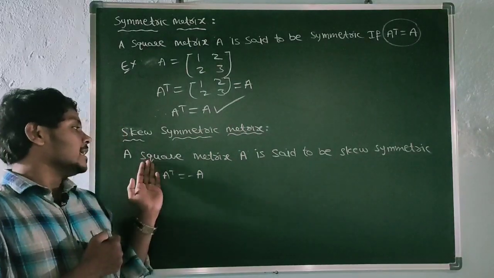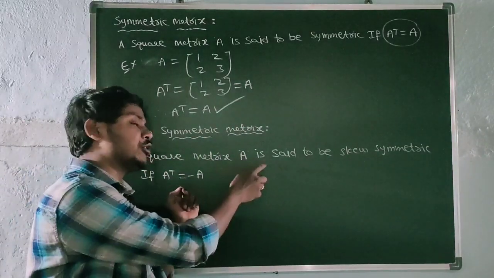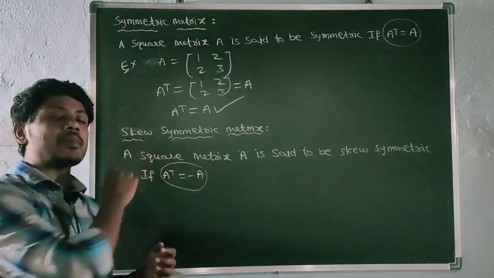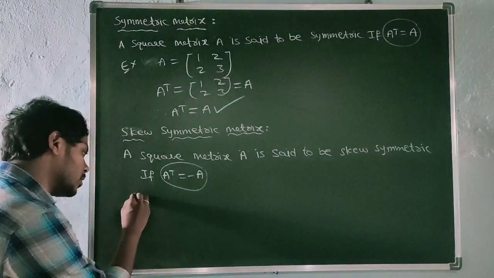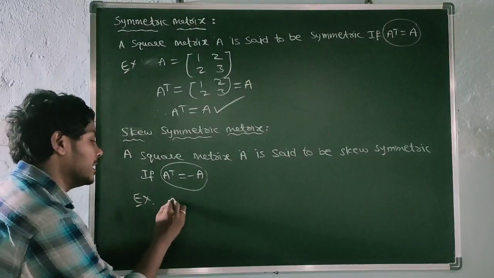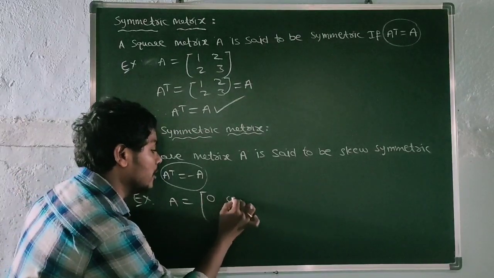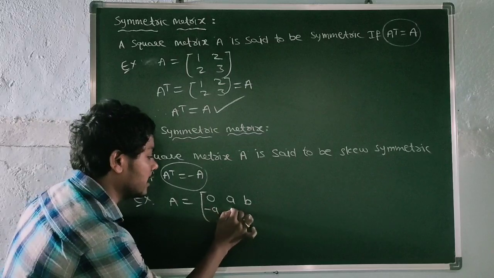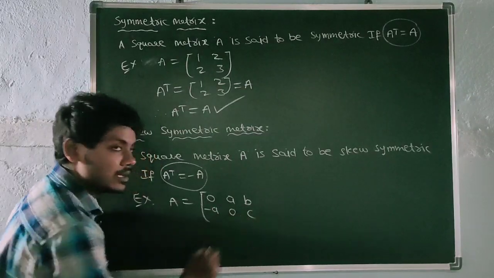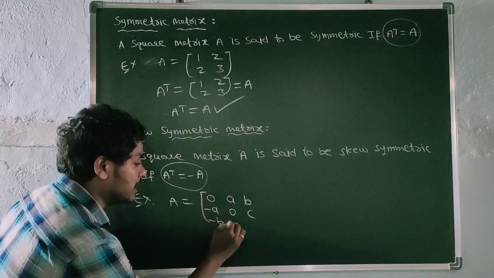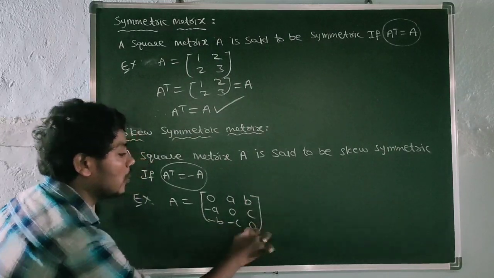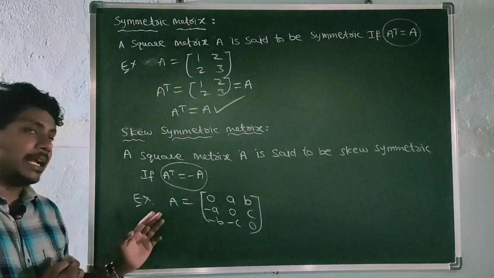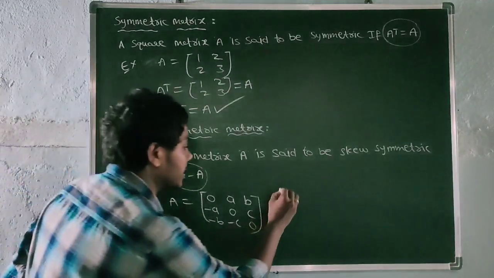Next definition, skew symmetric matrix. It means a square matrix A is said to be skew symmetric if A transpose is equal to minus A. For example, A is equal to 0, A, B, minus A, 0, C, minus B, minus C, 0. So this is matrix A. Now find A transpose. So what you get?